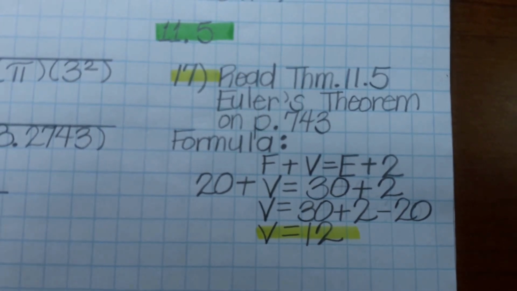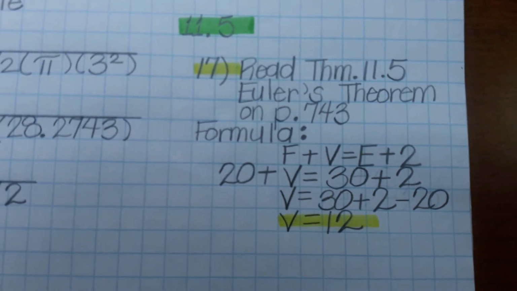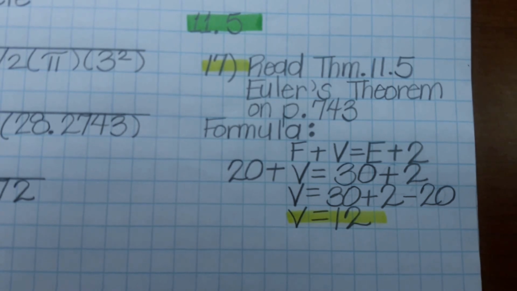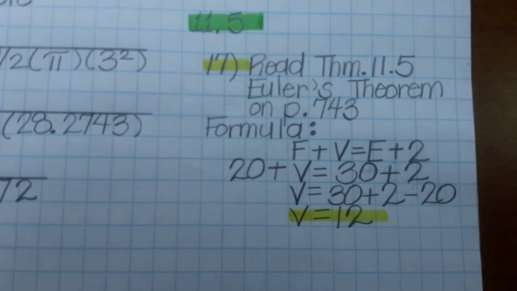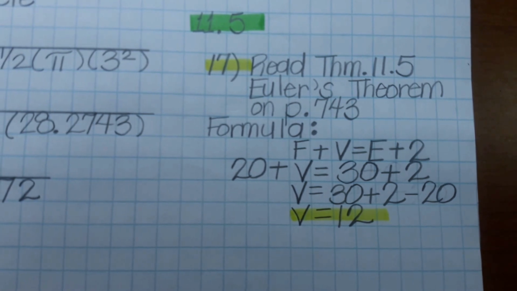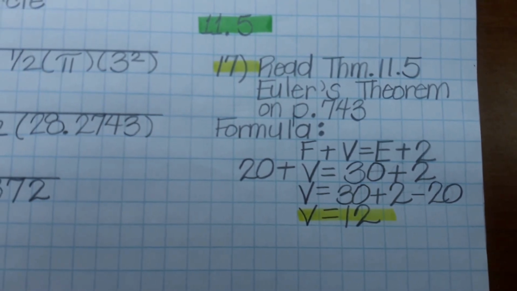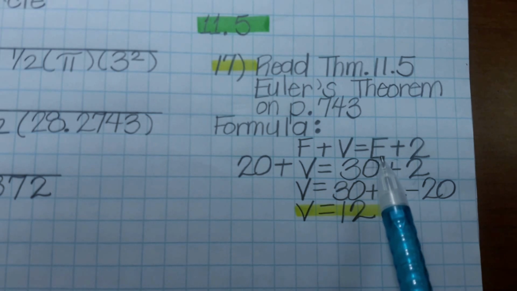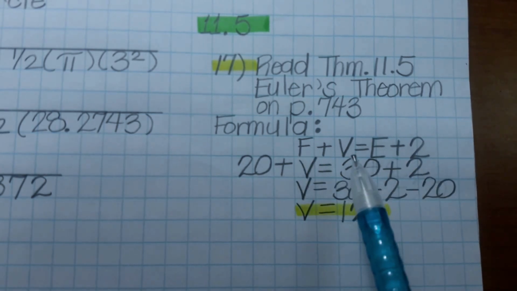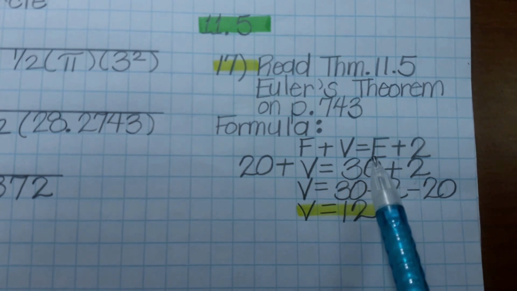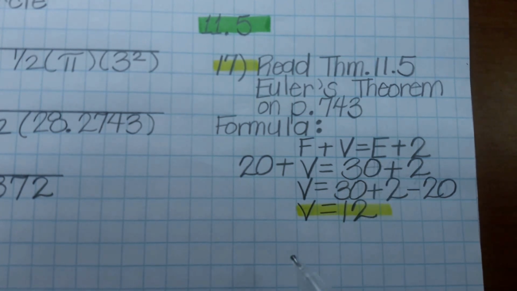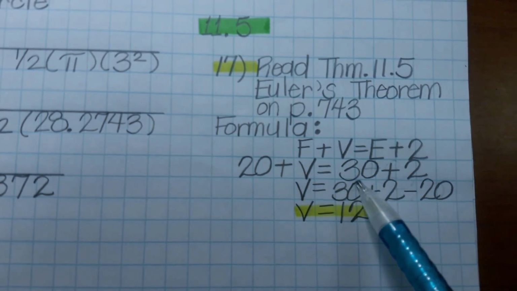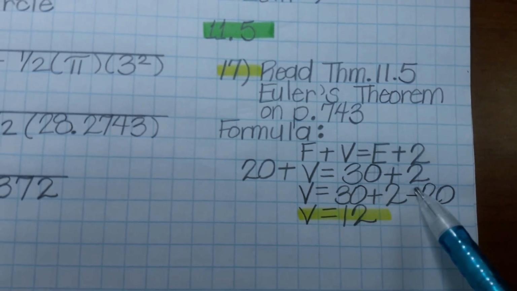Let's turn to page 800 and look at number 17. The direction says use Euler's theorem to find the value of n. On 17, my faces is 20, the vertices is unknown, and the edges is 30. You have a formula to use. Your formula is F plus V equals E plus 2. F is my faces, V is my vertices, E is the edges. On the given information, I know that the faces is 20, the vertices is unknown, the edges is 30, and then I write the plus 2.